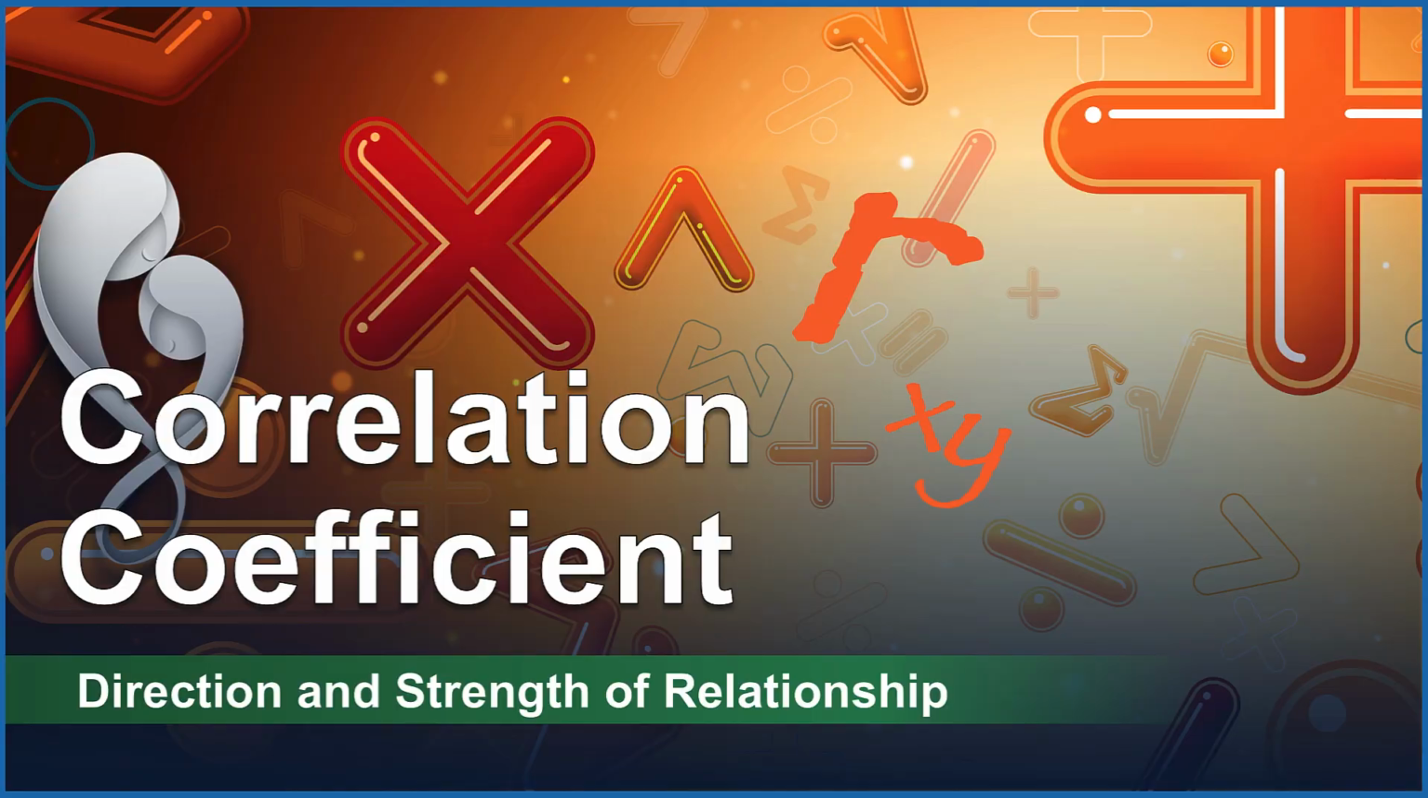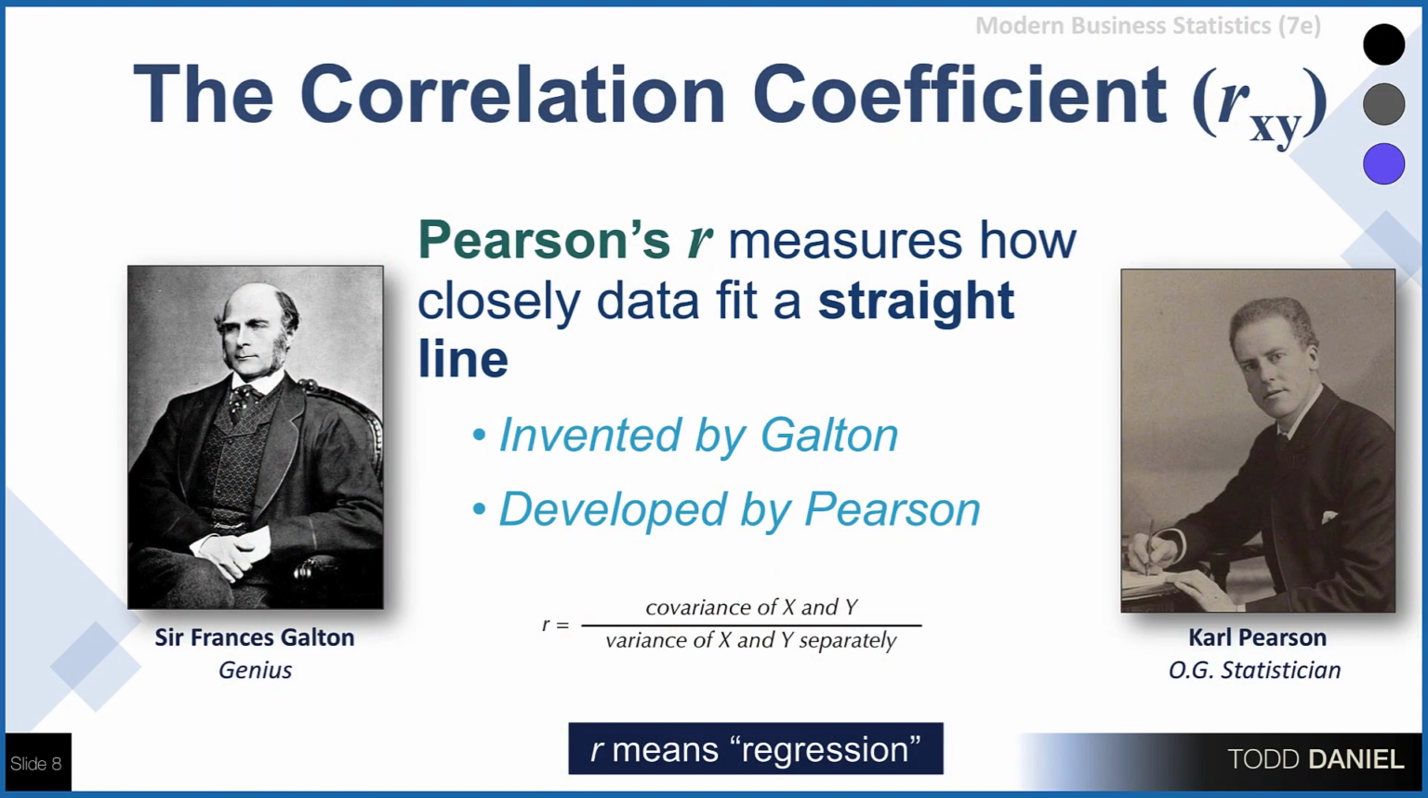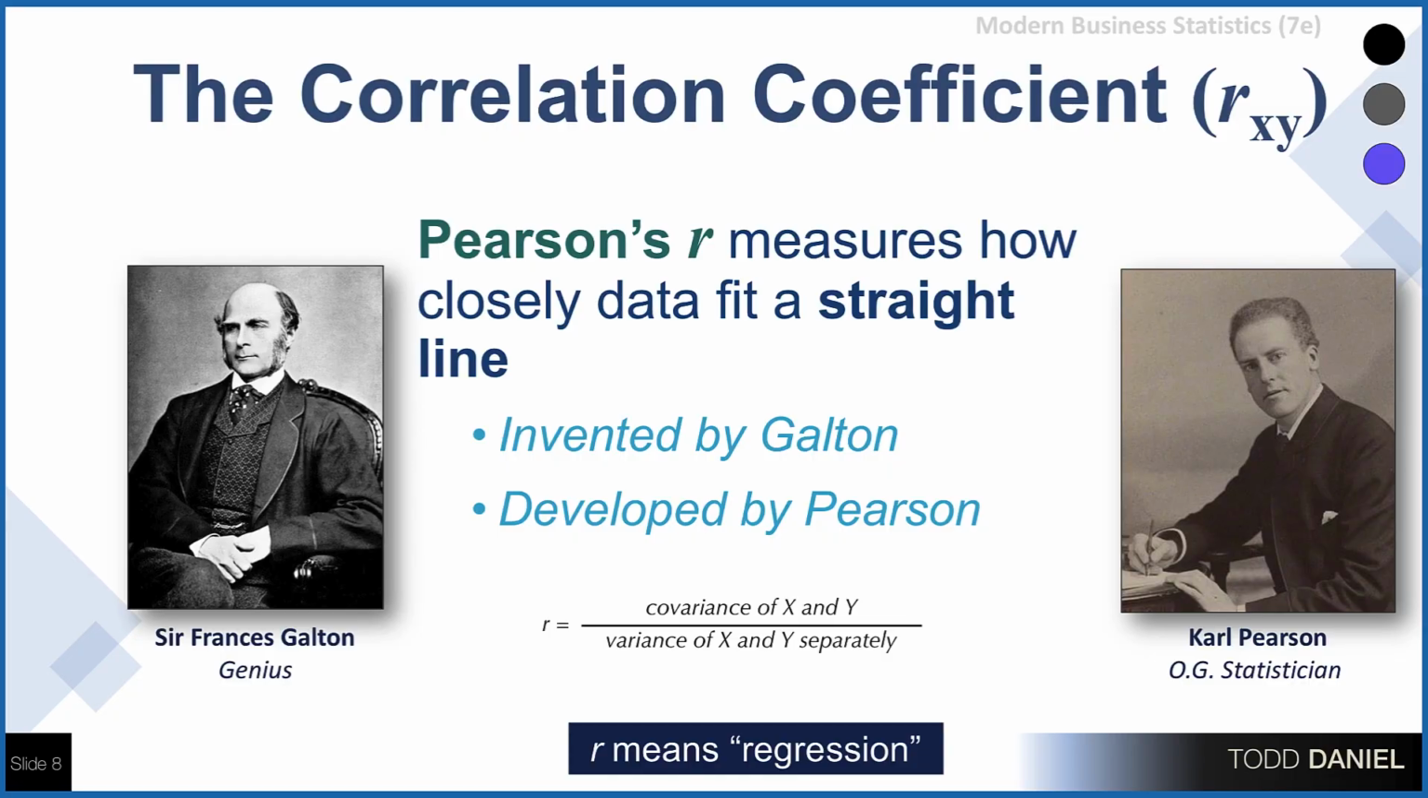So with that as our background, we're ready to talk about the correlation coefficient. The correlational coefficient, which we'll write as R sub xy, was created originally by Sir Francis Galton, who, like Wile E. Coyote, was a genius. But the idea of correlation was perfected by Karl Pearson, and we will call that correlation Pearson's R, which essentially measures how close all of those data points fit to a straight line.